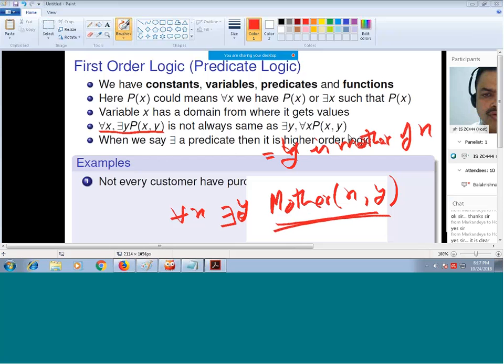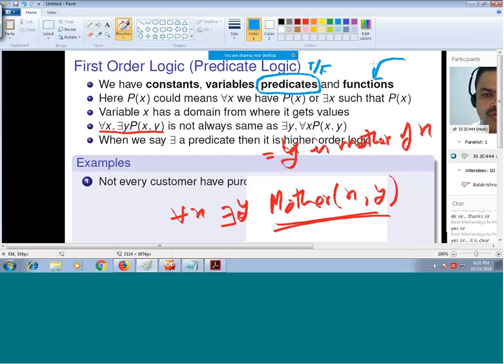Somebody is asking, sir, please differentiate between predicate and functions. Again, it is a very good question, and you should ask these kinds of questions. I encourage you to ask these questions. A predicate is something to which you can assign true and false. Whereas functions are not given true and false; they provide you some other information.